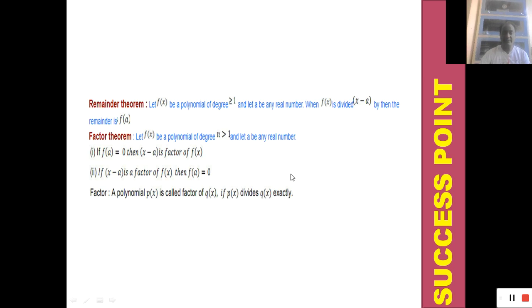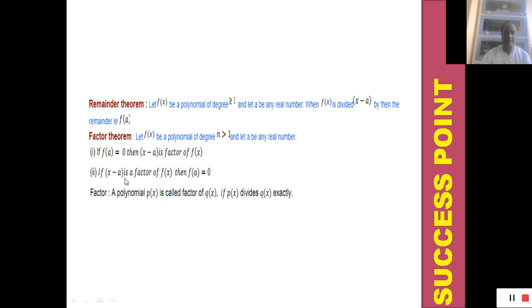Now we discuss the remainder theorem. It is used to find the zeros of the quadratic equation, the polynomials. Let f(x) be a polynomial of degree greater than or equal to 1, and let a be any real number. When f(x) is divided by x minus a, then the remainder is f(a). The factor theorem: let f(x) be a polynomial of degree n greater than or equal to 1, and let a be a real number. If f(a) is equal to 0, then x minus a is a factor of f(x).